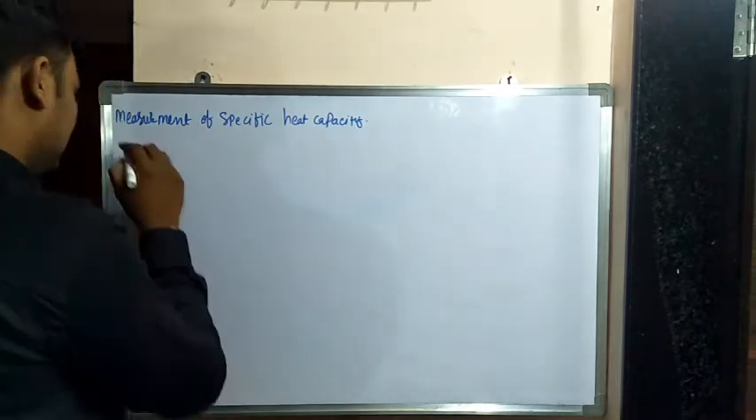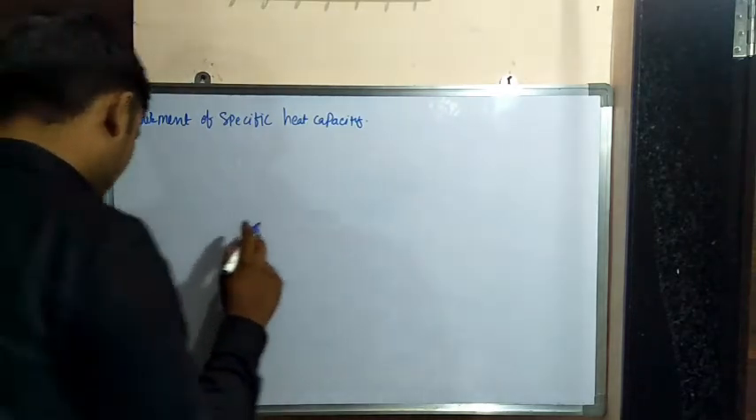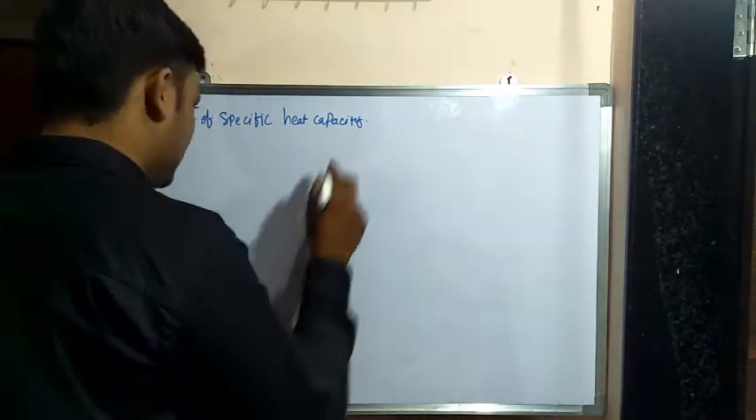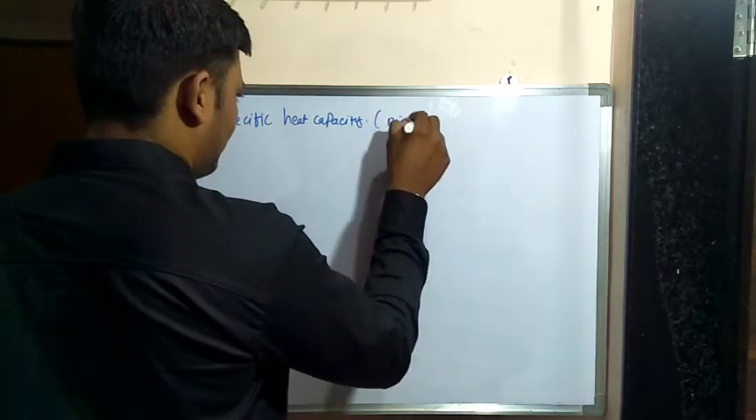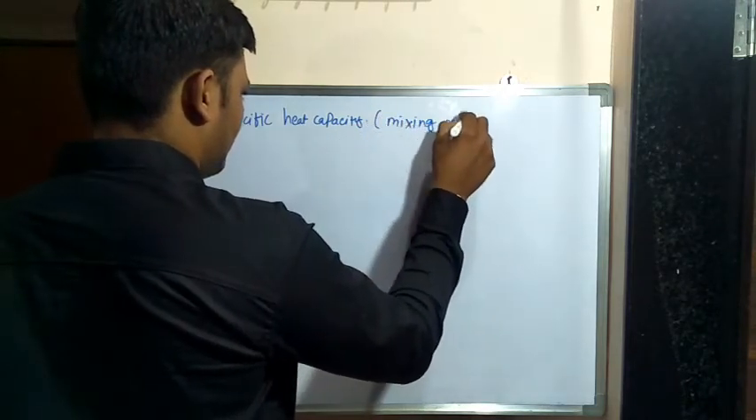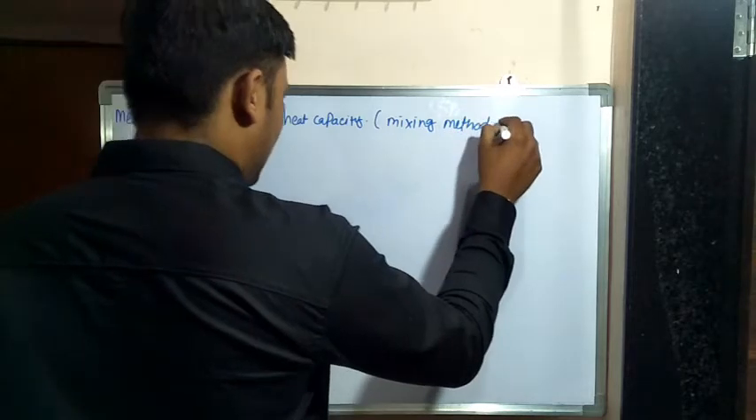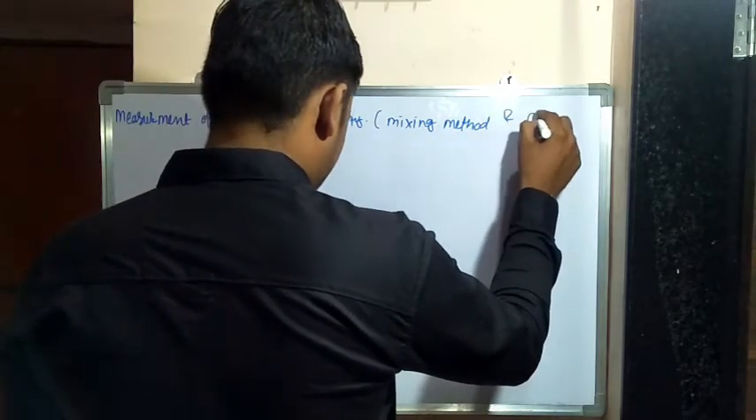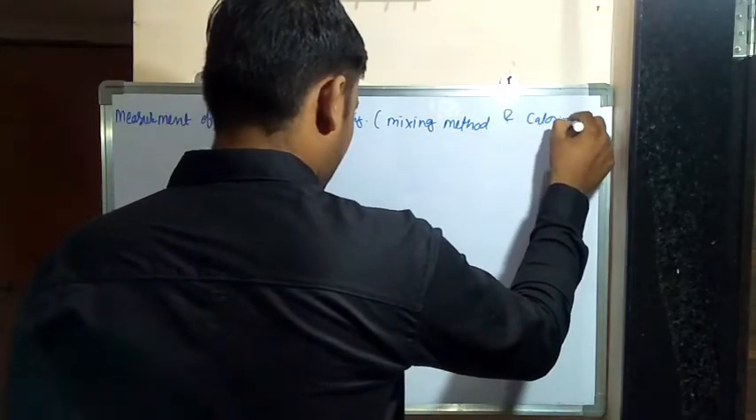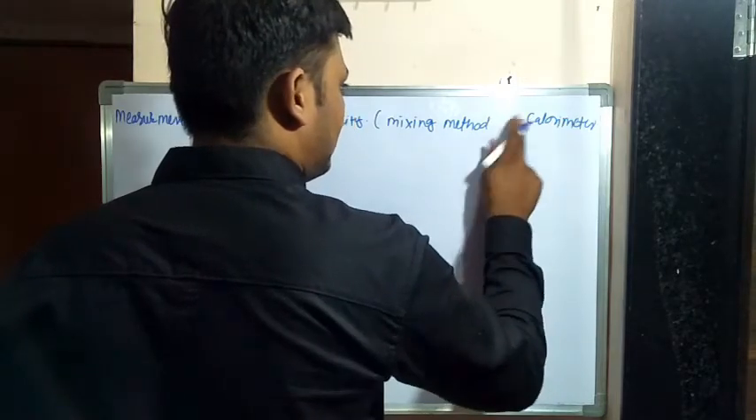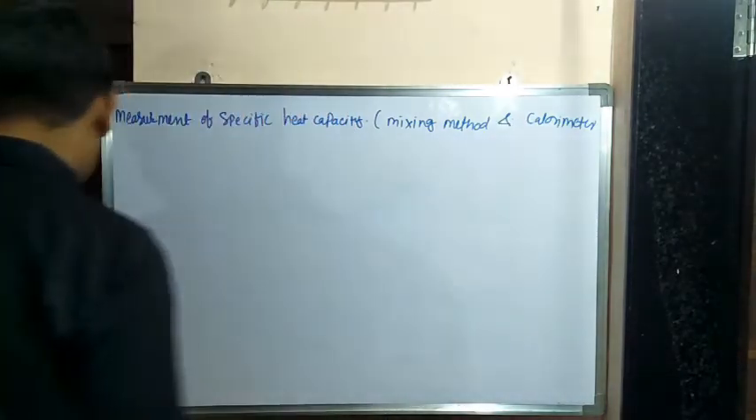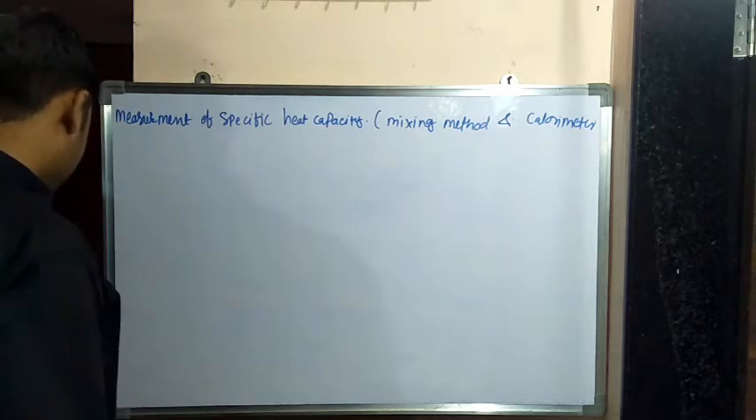There are two methods, and we have to take both: the mixing method and the calorimeter method. Okay, so now what is meant by the mixing method?